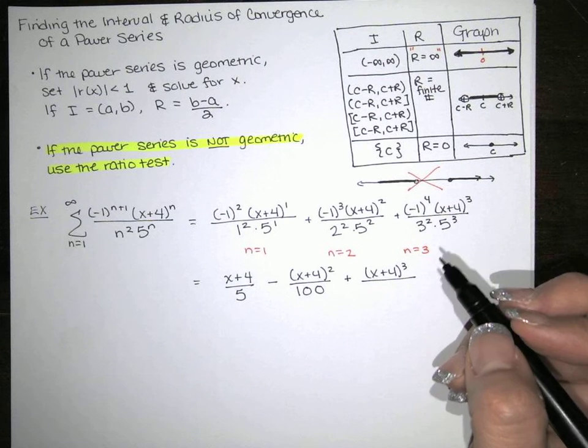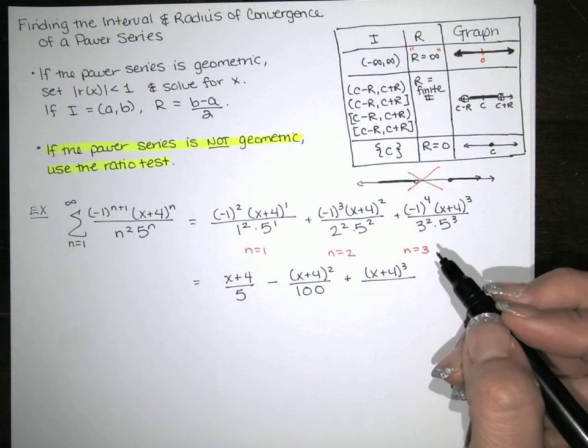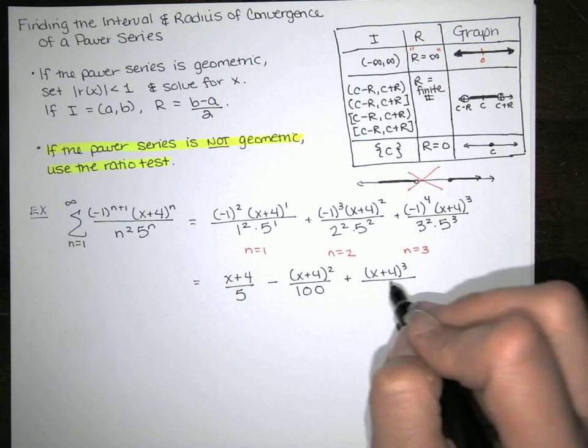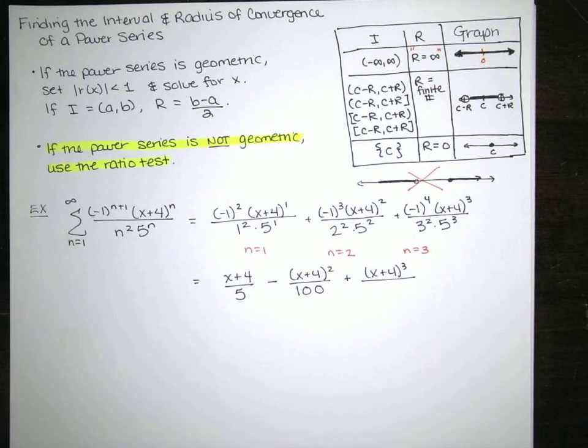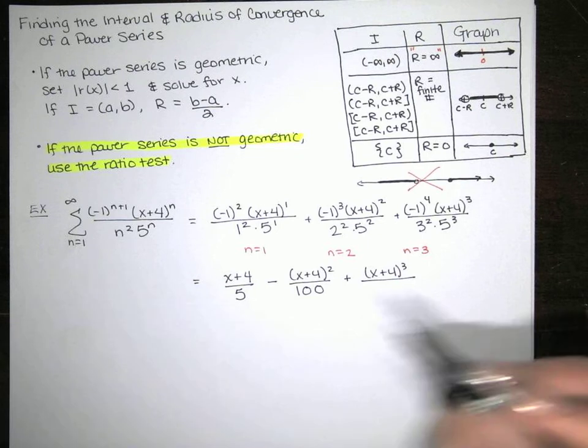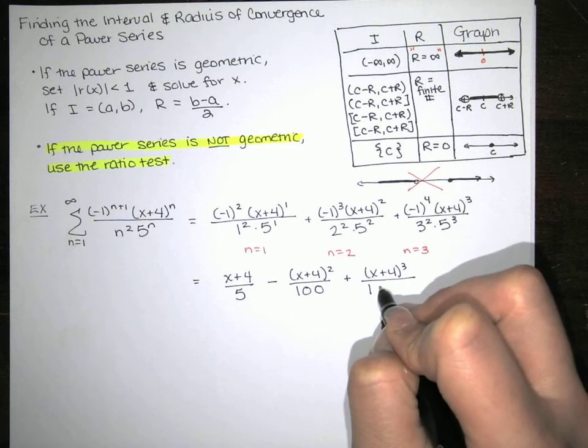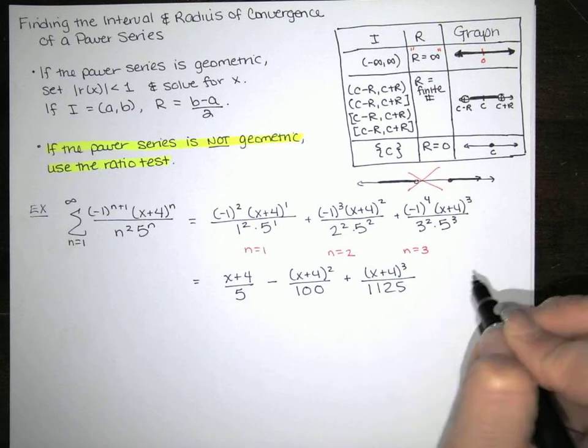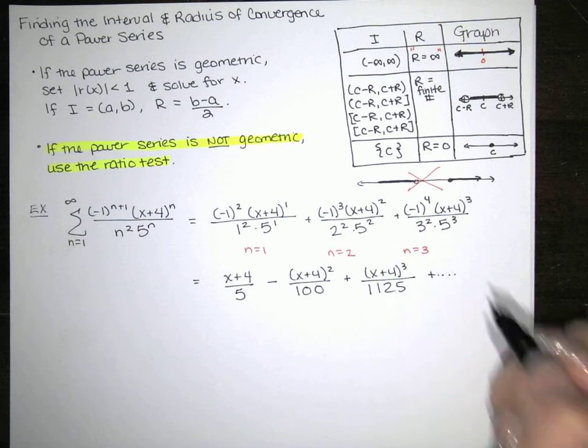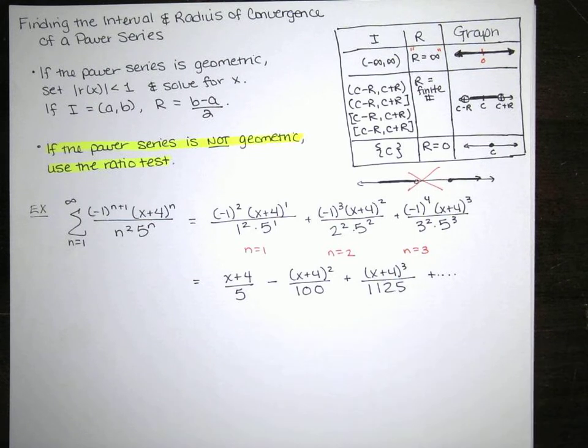It's 900 plus, what's 9 quarters plus 225? 1,125. It's getting late. Okay, so that's my power series. That's my expanded form of my power series.